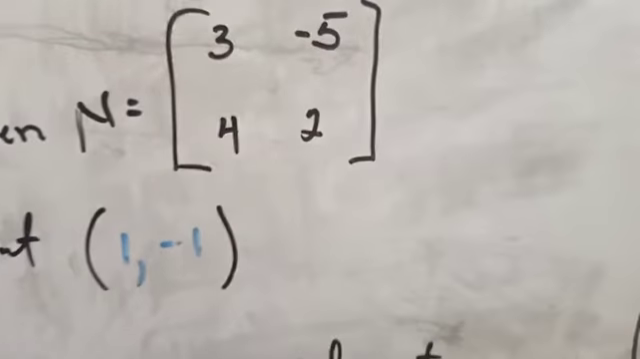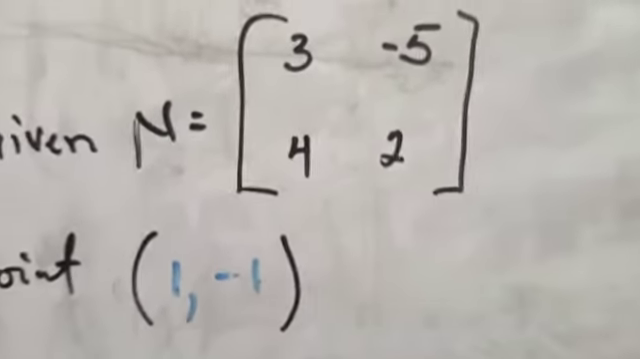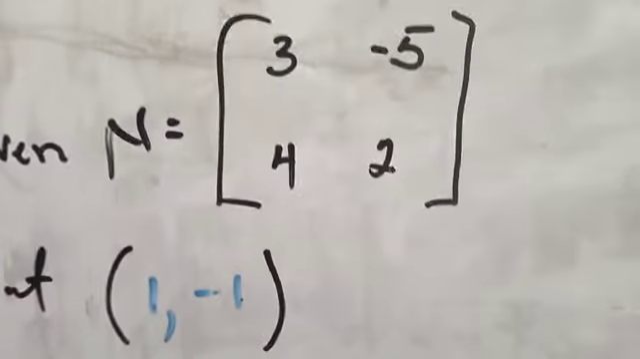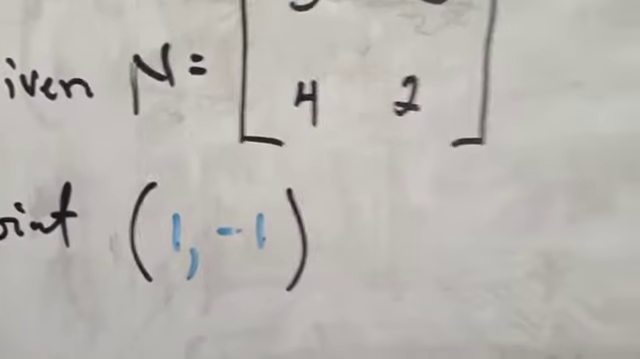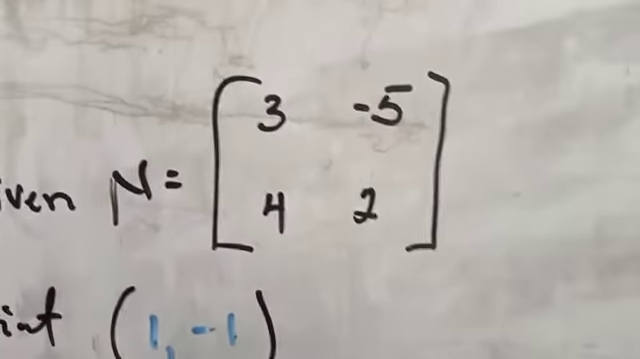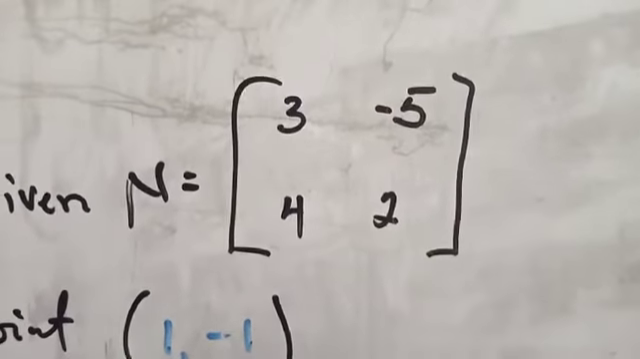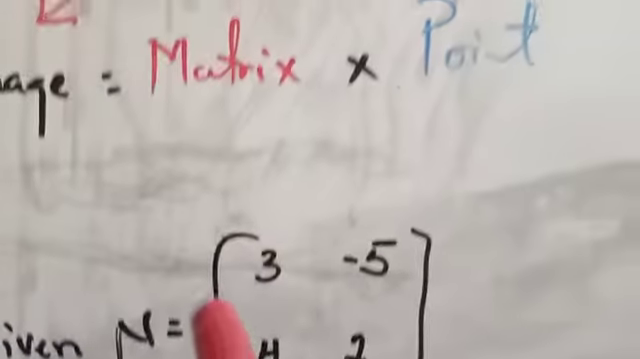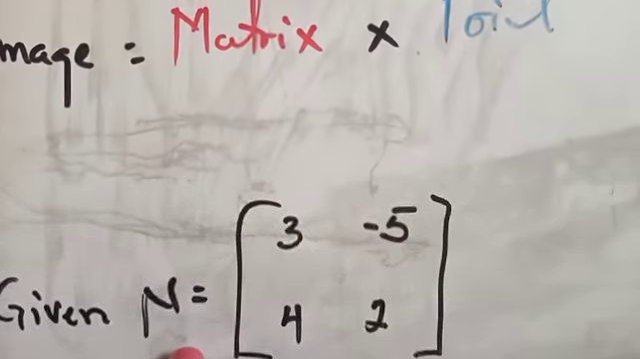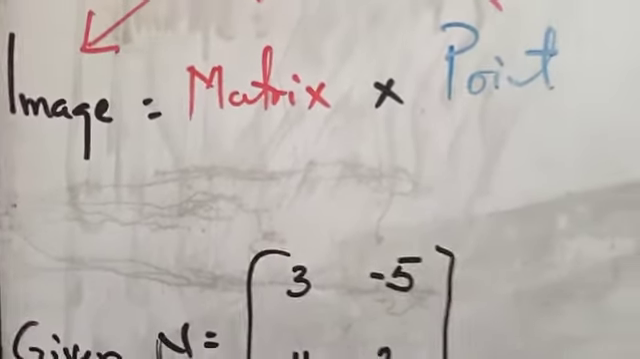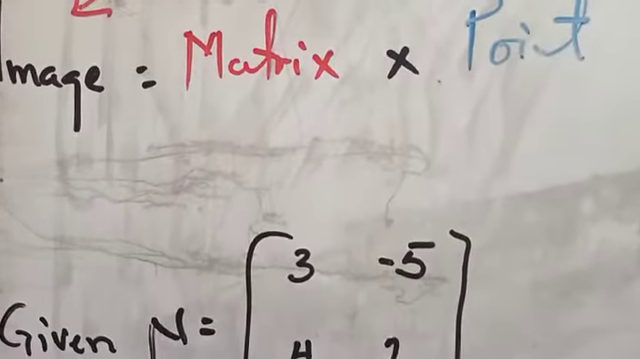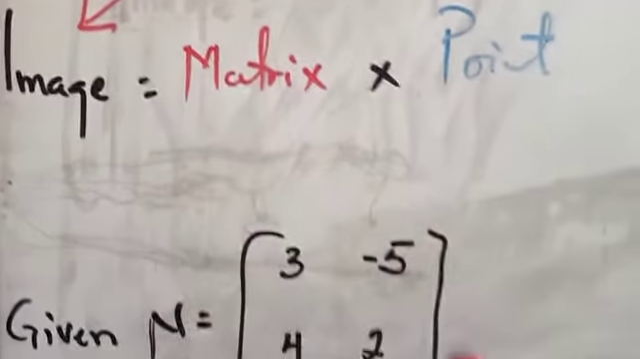Now the question is asking us to determine the image of the point under the inverse transformation of this matrix. So it's our duty to know the inverse transformation of this matrix, and then we apply this definition to that. Once you know the inverse of this given matrix together with the point, you can easily determine the image. So the only work that we are going to do here is to find the inverse of this matrix.